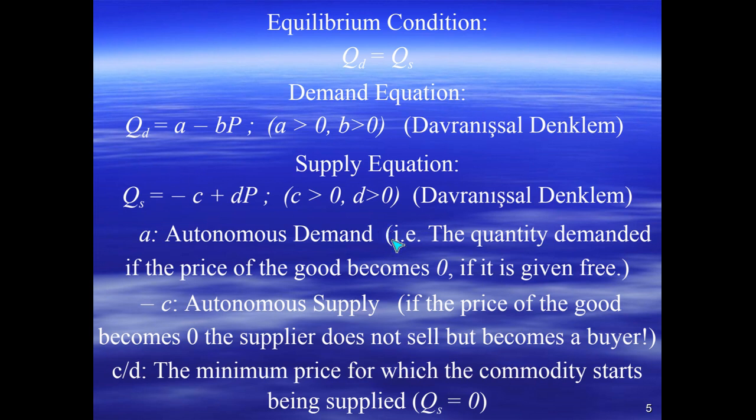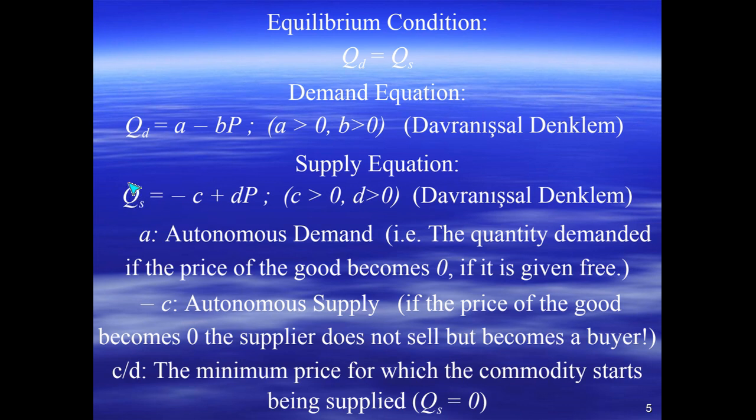A is called autonomous demand. That's to say, the quantity demanded if the price of the good becomes 0, that is, if it is given free. Minus C is autonomous supply. That is, if the price of the good becomes 0, the supplier does not sell but becomes a buyer, as we explained.